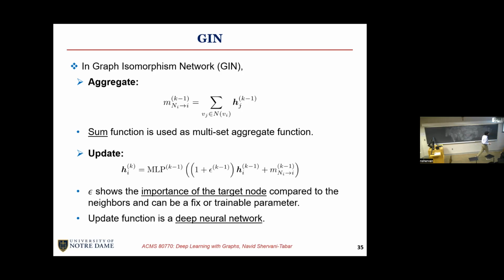So we have some messages coming from our neighborhood. We have some information residing on the node in the current step. And then in the update, we want to just add them together to combine them, right? So if I have epsilon equals 0, that means that our H and our M are of the same importance. So they say that their best performance is achieved with epsilon equals 0.